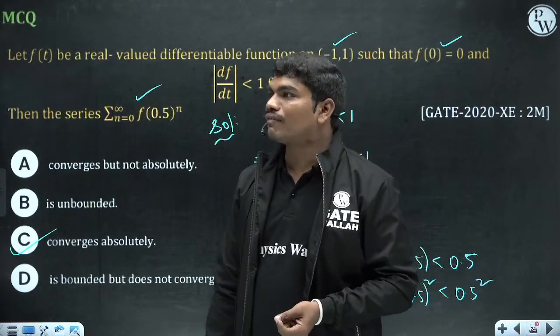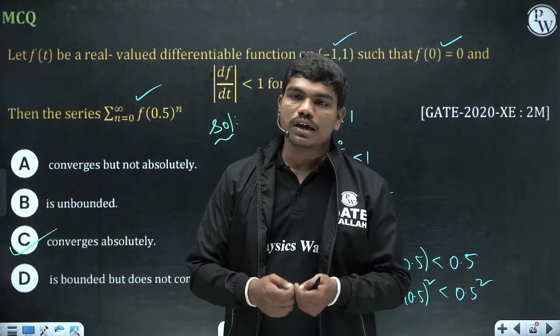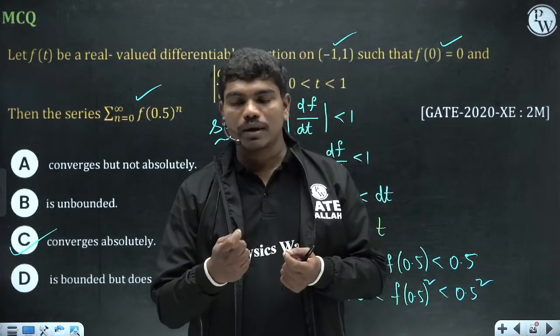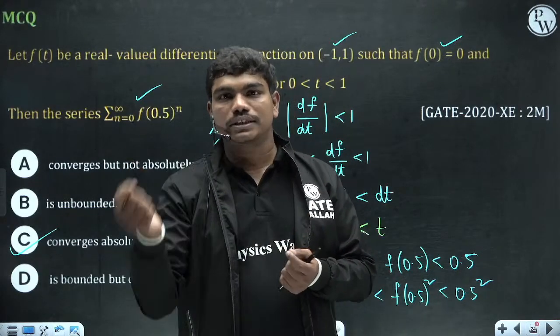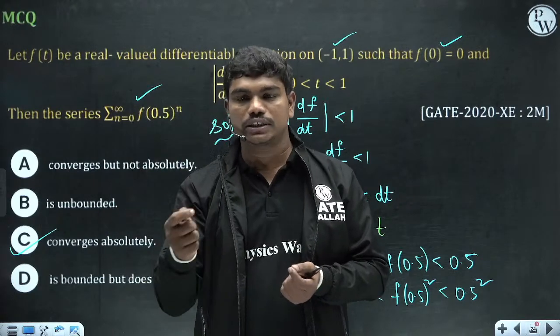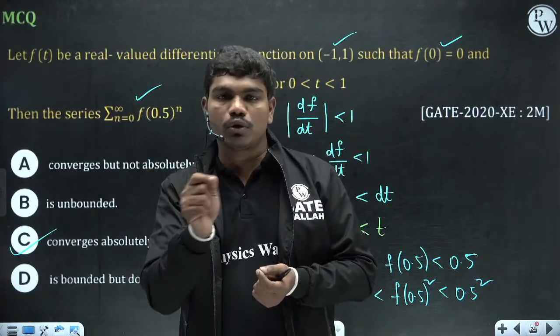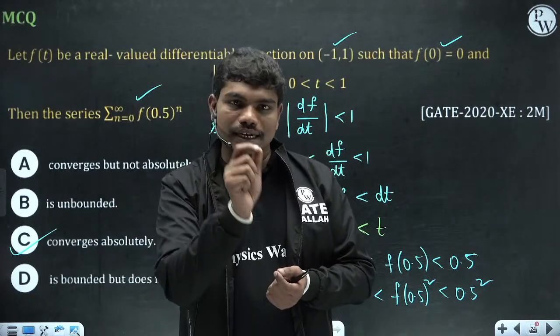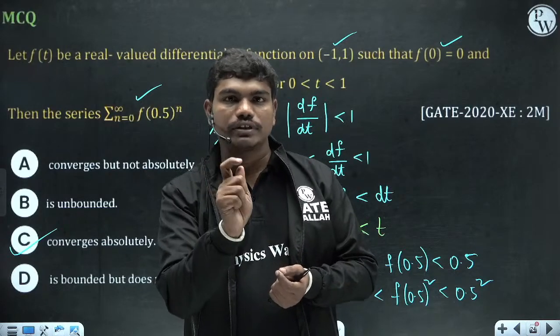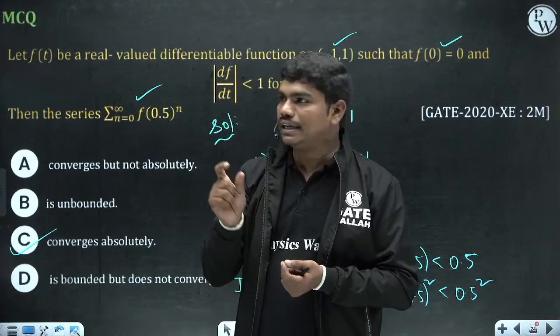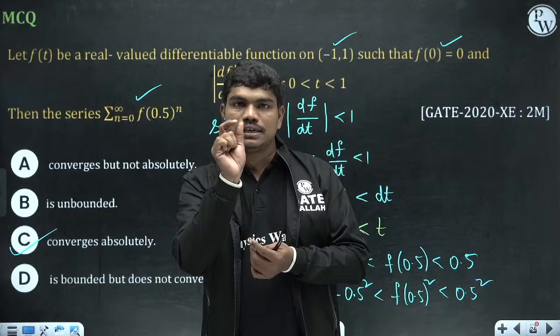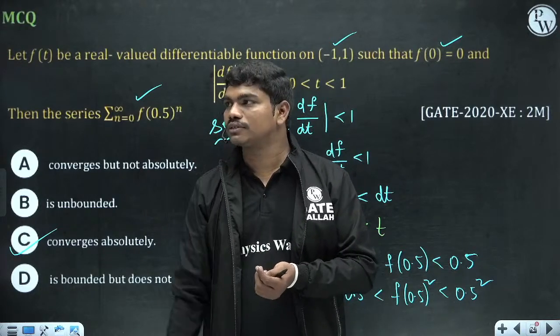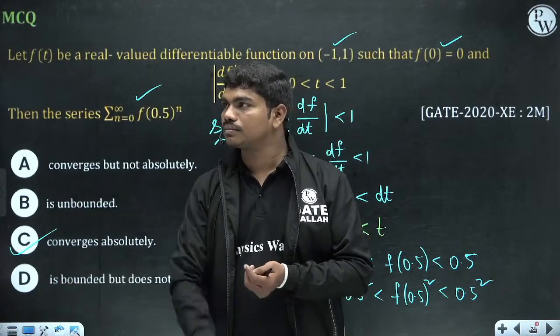So what is the meaning of absolute here? Sometimes functions fluctuate, like sin x, cos x, these kinds of functions. In those cases we don't say absolutely converging, but it gives a finite value, so we can say it just converges. But here, the function value is definitely some fixed value. So that's why we are saying it absolutely converges.